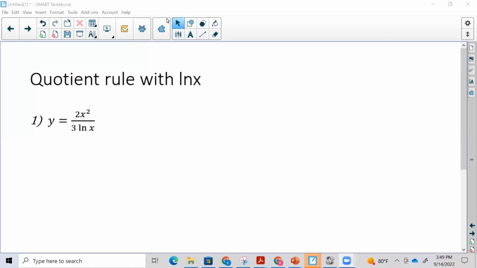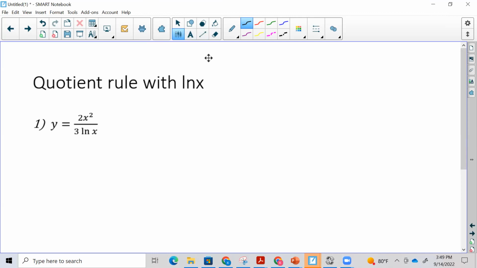So in this video, we are going to look at the quotient rule again, but now we're going to do it with the ln of x and then also e of x. So just as a reminder, when we're doing the quotient rule, we have one function divided by the other.